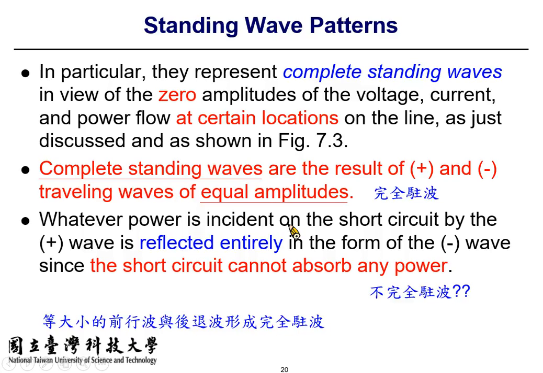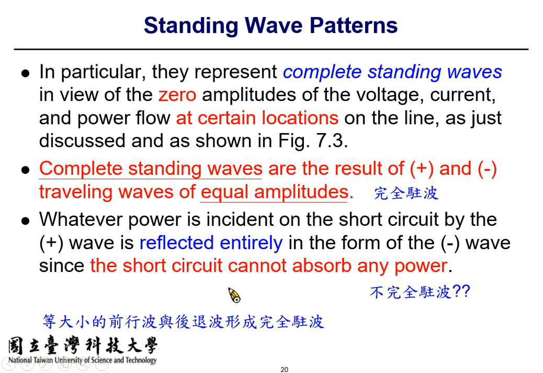Let's examine the property of a standing wave. The case we have shown previously is the special case of complete standing wave, so that you will observe zero voltage, zero current, and zero power on the voltage, current, and power distribution on the transmission line. And the complete standing wave is the result of positive and negative going waves of equal amplitudes.